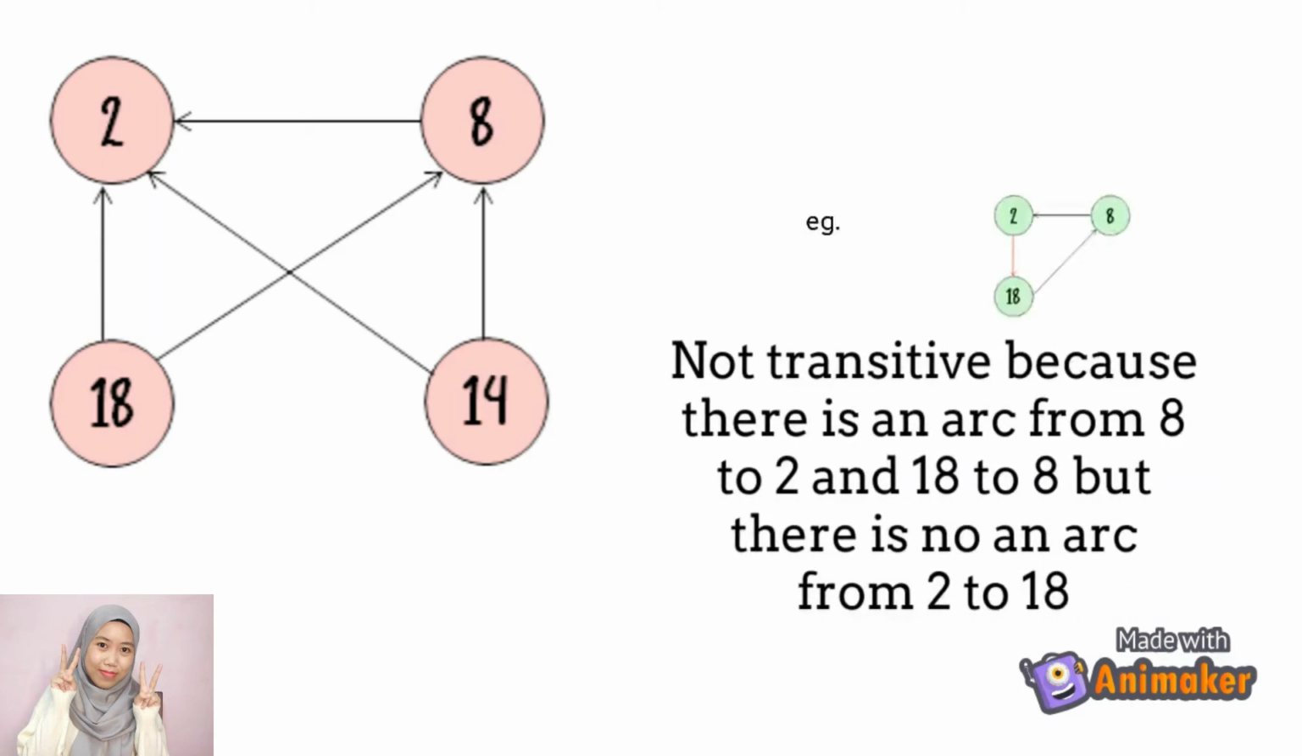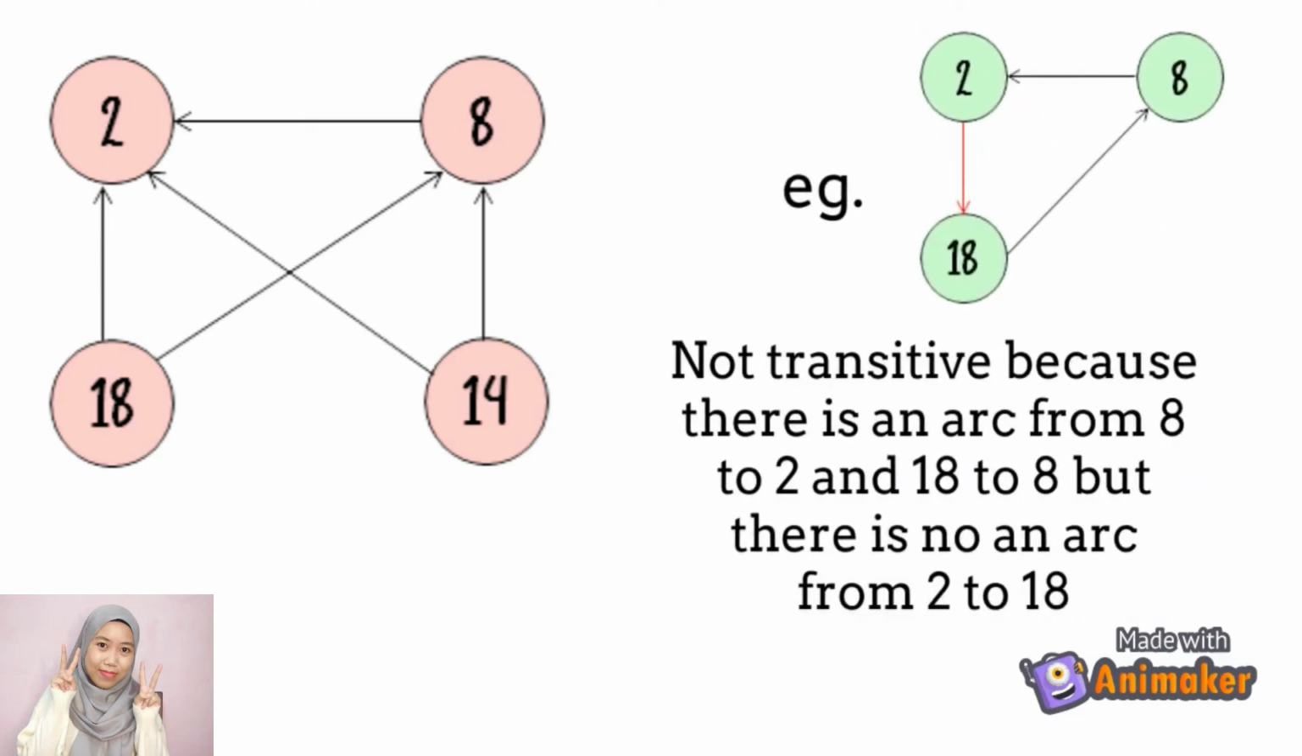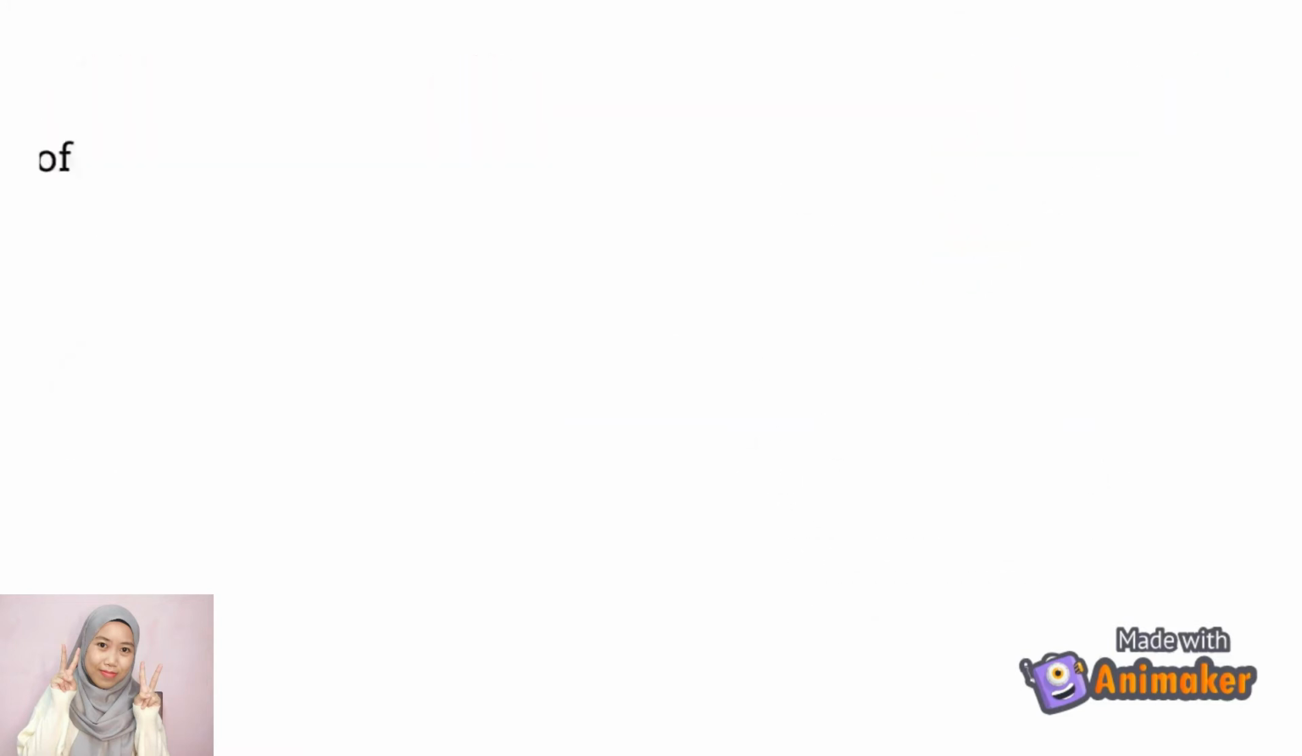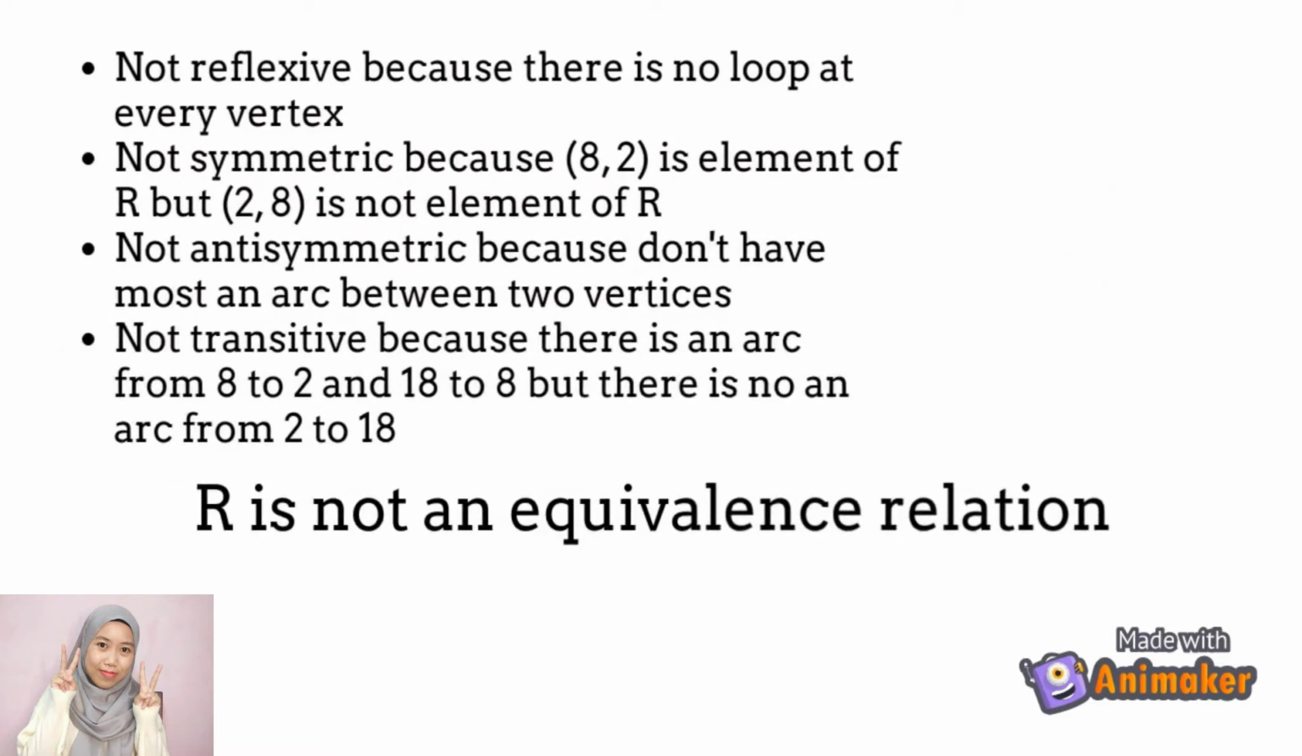Not transitive because there is an arc from 8 to 2 and 18 to 8, but there is not an arc from 2 to 18. So, R is not an equivalence relation.